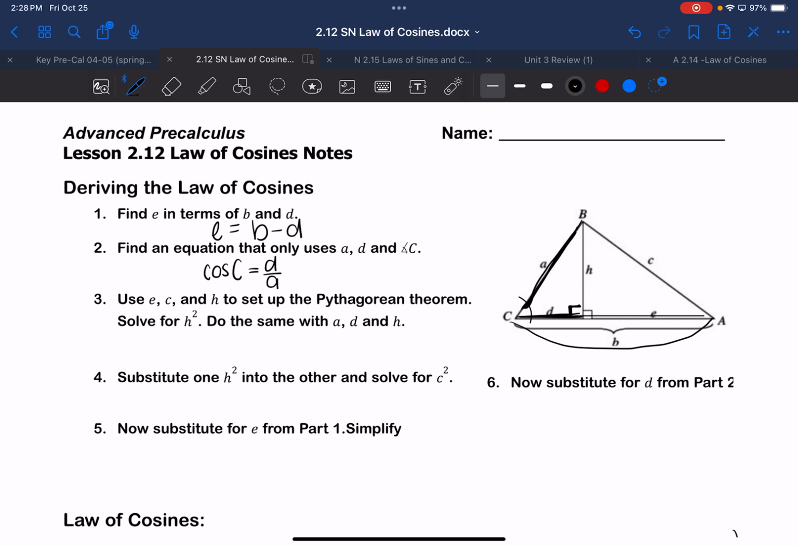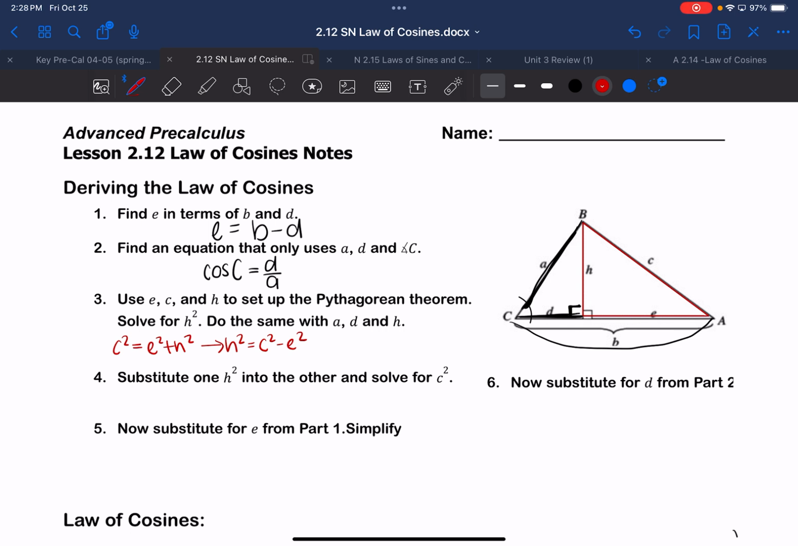Okay? Step number 3 says use the letters E, C, and H to set up Pythagorean theorem. So E, C, and H would all be in this right triangle over here on the right side, right? Okay, so which one is acting as the hypotenuse? C. Okay, so we could write that as C squared is equal to E squared plus H squared. After we set up Pythagorean theorem, it says solve for H squared. So how could I get H squared by itself? Subtract both sides. Okay, so then I would be left with H squared is equal to C squared minus E squared, right?